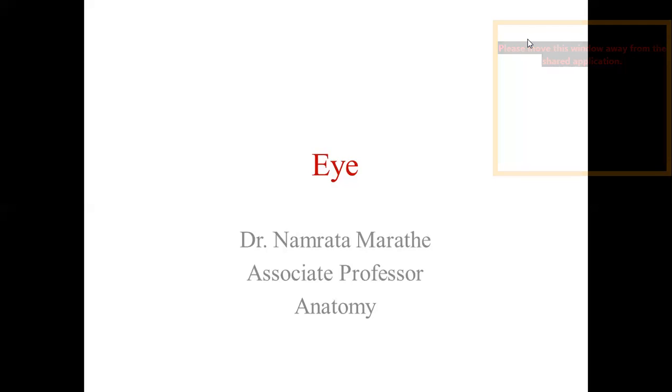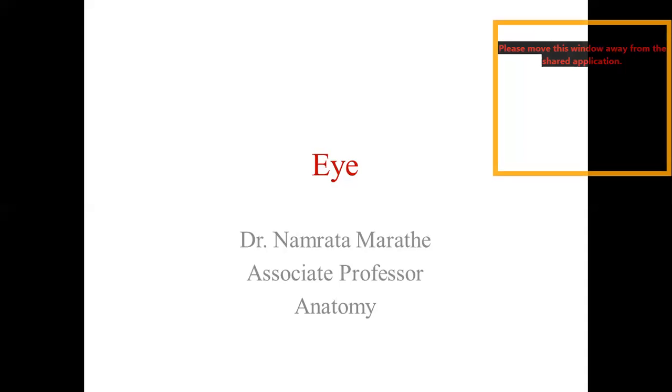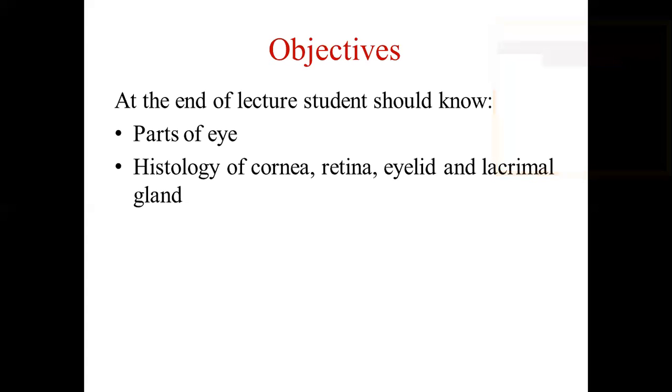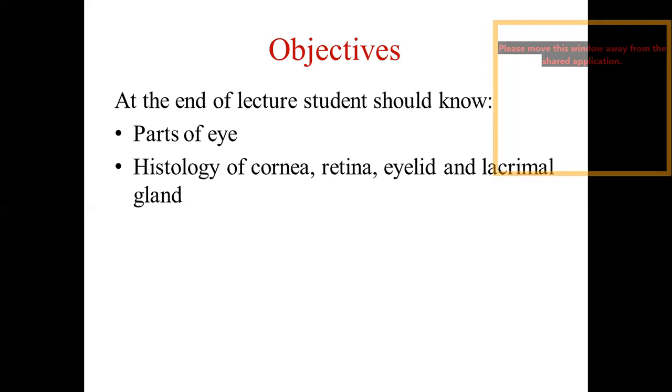So today's lecture is about the eye. You have covered the extraocular muscles of the eyeball in the theory classes of gross anatomy. With this lecture, we will study the histological features of an eyeball. The muscle parts are all skeletal muscles, so we are not discussing that. We will discuss the parts of the eyeball: in this lecture, you will know the parts of the eyeball, histology of the cornea, retina, eyelid and lacrimal gland. The internal features of an eyeball you will also see later in the dissection hall.